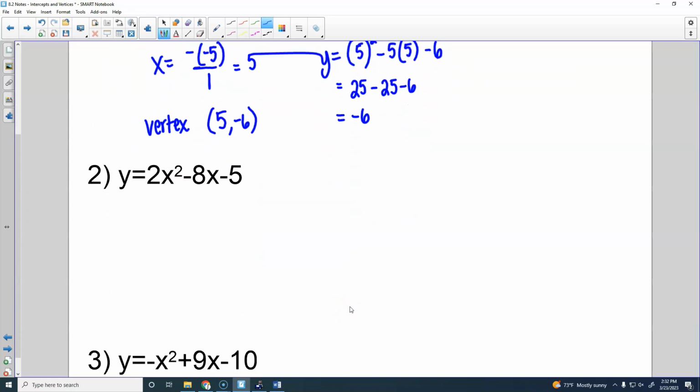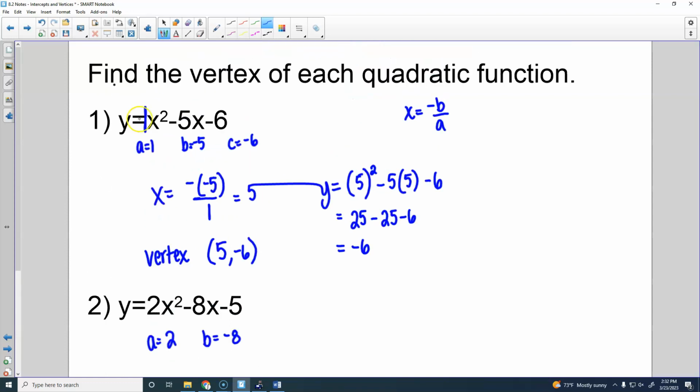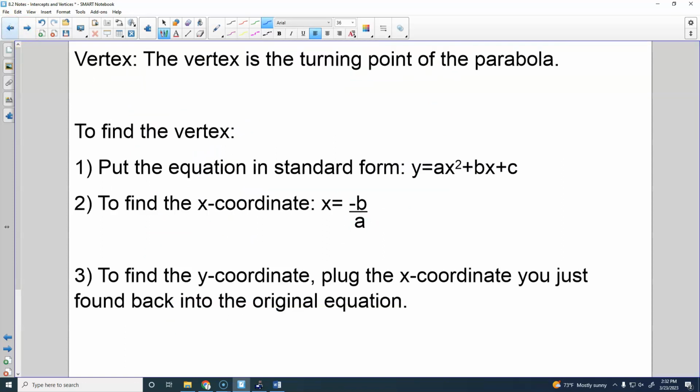All right, number 2. Let's see, Giancarlo, what is my A value? All right, B value. Good. And we don't really need the C, but it would be negative 5, right? So if we're doing negative B over, hold on just a second. I think I've messed it up.